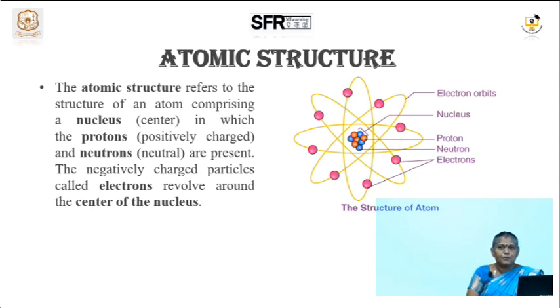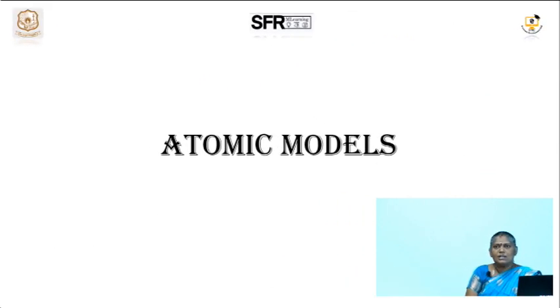Atomic structure refers to the structure of an atom comprising a nucleus at its center, in which the protons, which are positively charged, and neutrons, neutrally charged, are present. The negatively charged particles are called electrons and they revolve around the center of the nucleus. The various atomic models developed will be seen in the forthcoming slides. The first theory was proposed by Dalton.